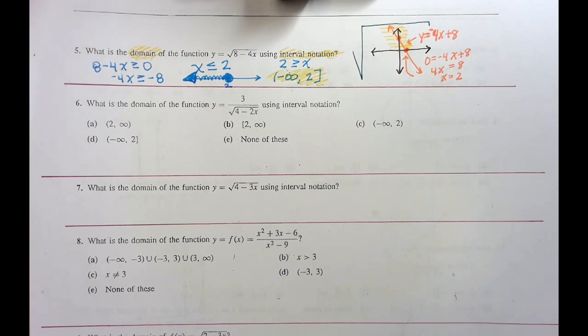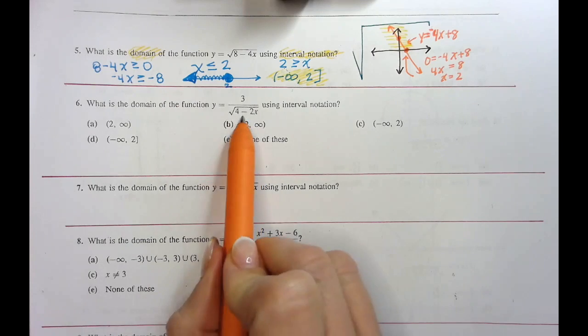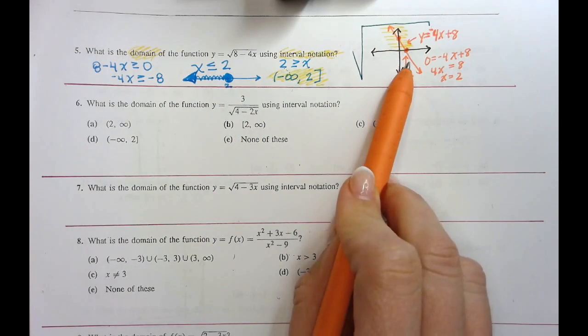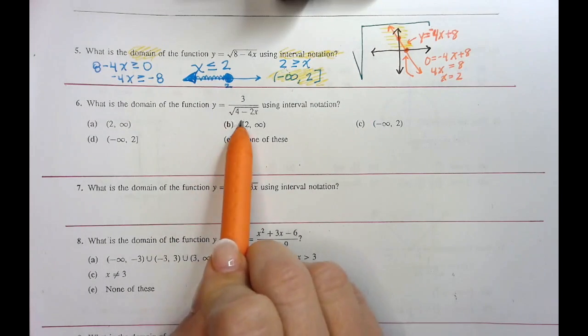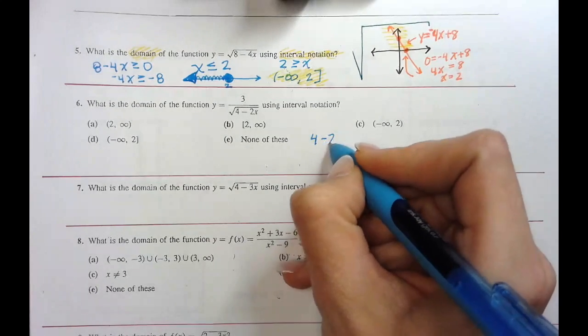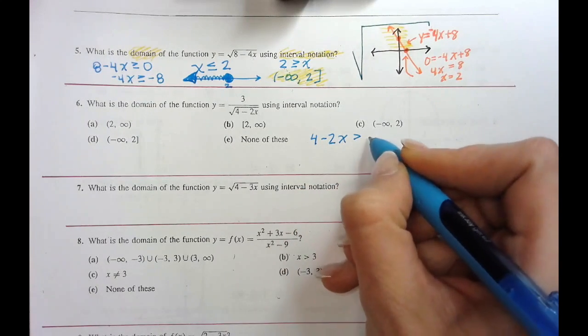All right, continuing. The main difference here is I'm taking the square root of another linear function. I could do this all over again, find my x-intercept. The main difference in this example, algebraically solving, is that the radicand, 4 minus 2x, must be strictly greater than 0.